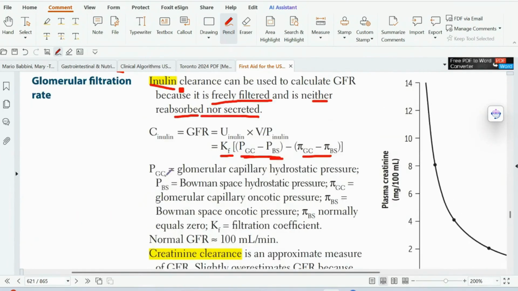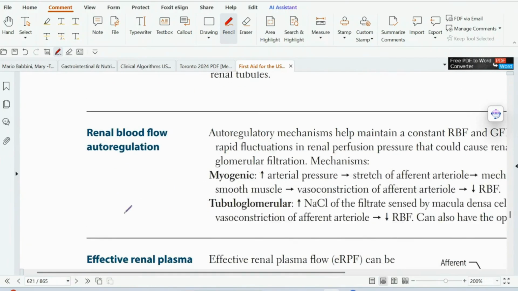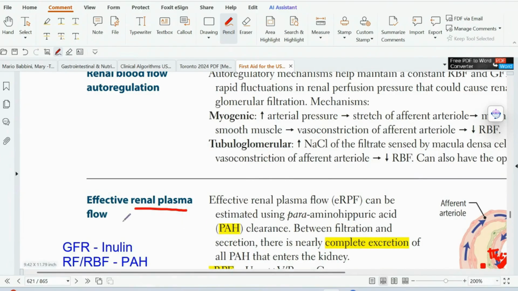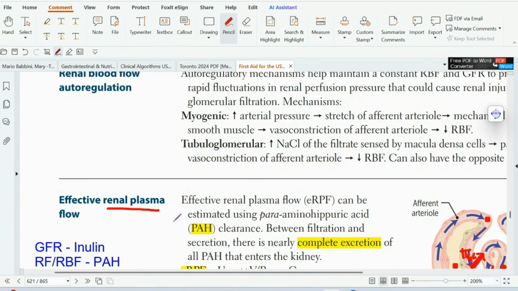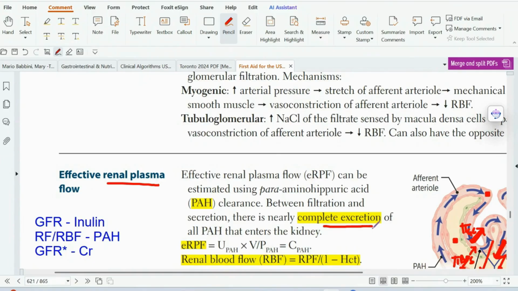Okay, so we understood inulin, we understood the creatinine used for GFR purposes. But there's this thing called renal plasma flow. Renal plasma flow means, in the entire kidney, how much plasma is it receiving, and what's the flow of that plasma. In order to do that, I need something that is completely excreted, because only then can I figure out how much is going in the system and how much is going out. If I figure out how much is going out, I will definitely know how much is going in. Does that make sense?